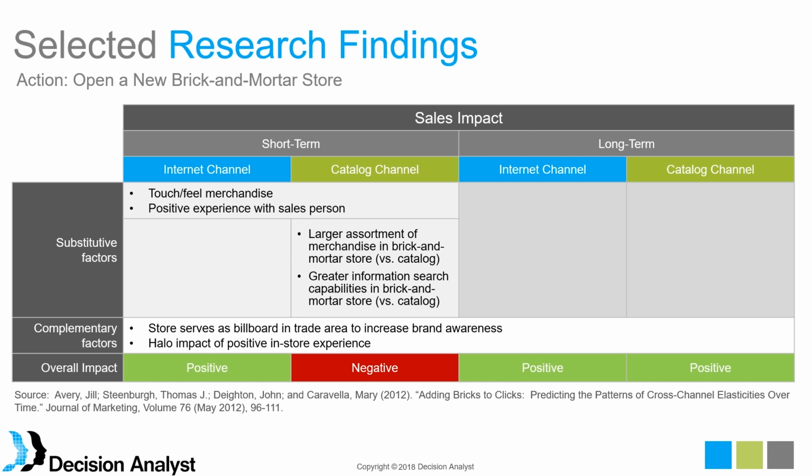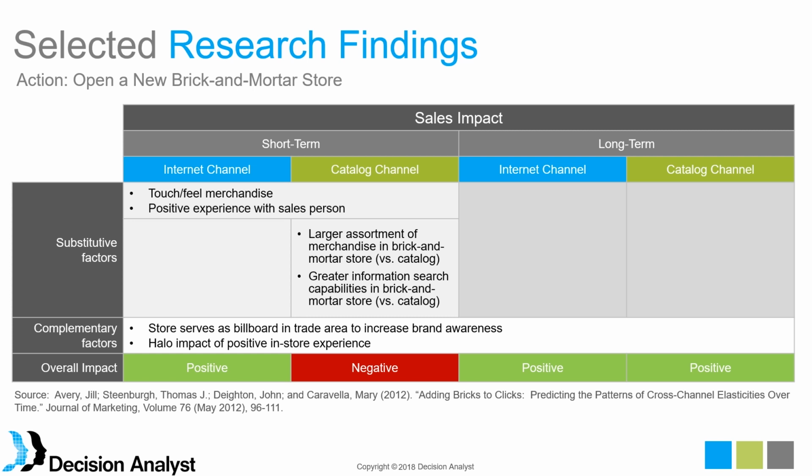And the idea here was that there are substitutive factors and complementary factors. The substitutive factors being investigated in this article were that in the store, people could touch and feel the merchandise, and they could have a positive experience with the salesperson. Of course, it could be negative as well. But if they have a positive one, then that would theoretically have a positive impact on online sales. And so the question is, empirically, what happens? This article found that there was a positive impact in the short term of opening a brick and mortar store on internet channel sales.